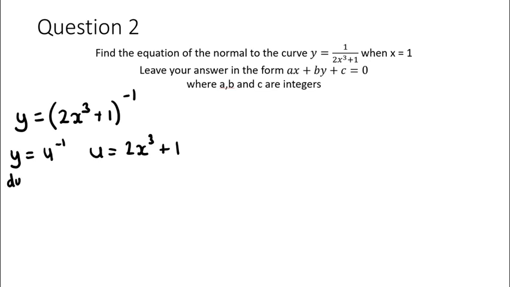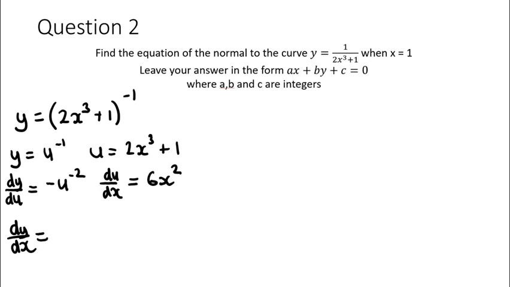So we need to find dy by du, which would be minus u to the power of minus 2. And you'll need to find du by dx, which is just going to be 6x squared. I want to find dy by dx, so multiply your minus u to the minus 2 by that 6x squared, and put back in the fact that u is 2x cubed plus 1, and we'll get minus 6x squared times (2x cubed plus 1) to the power of minus 2. So that's our gradient function in general.